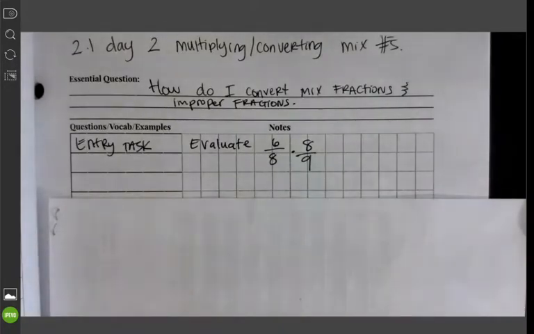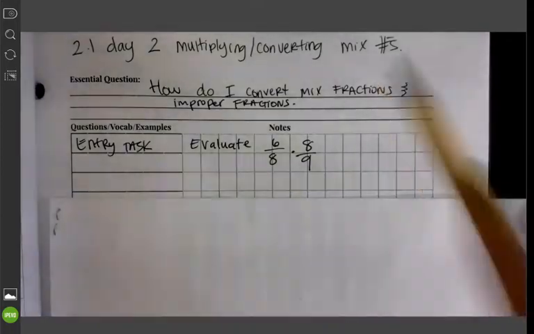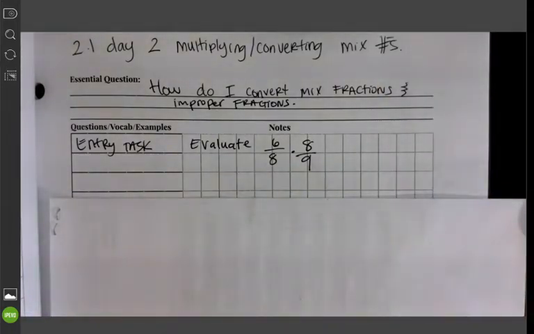Hello, this is the video recording for 2.1 day 2, multiplying and converting mixed numbers. Our essential question is, how do I convert mixed fractions and improper fractions? That's supposed to say mixed numbers, but oh well, it's okay.